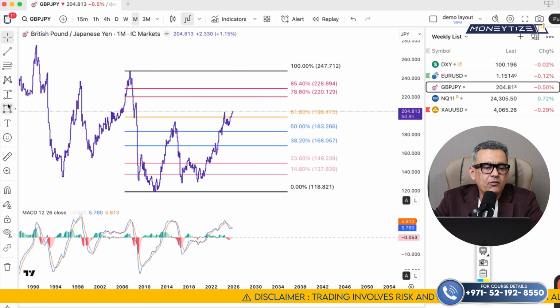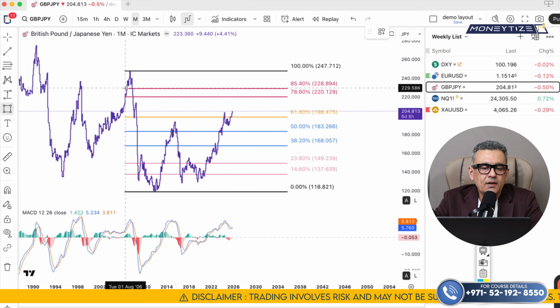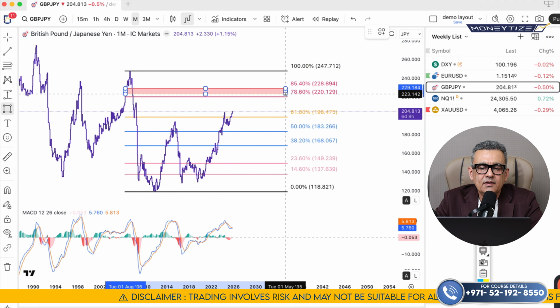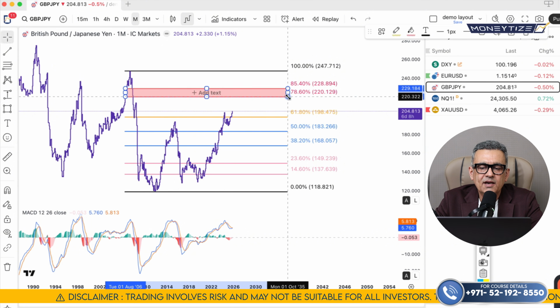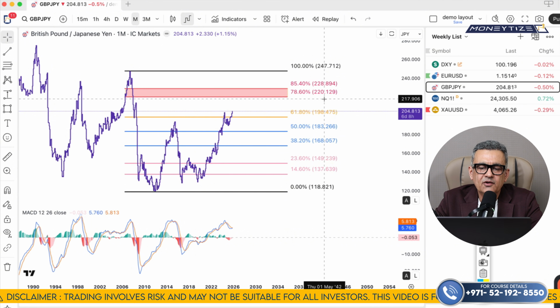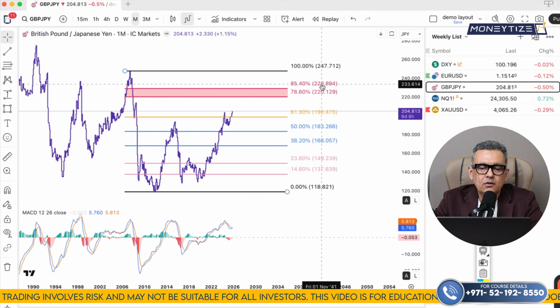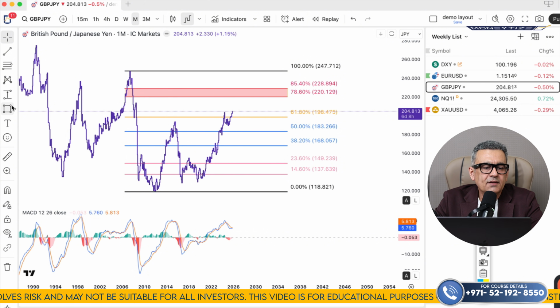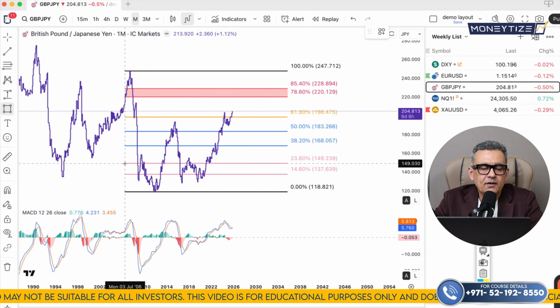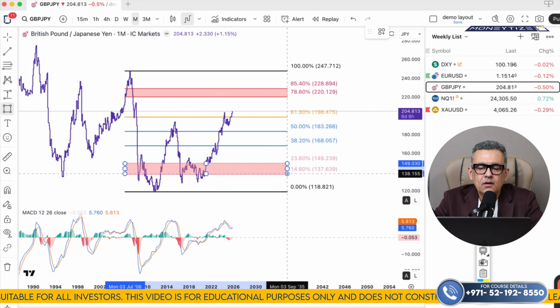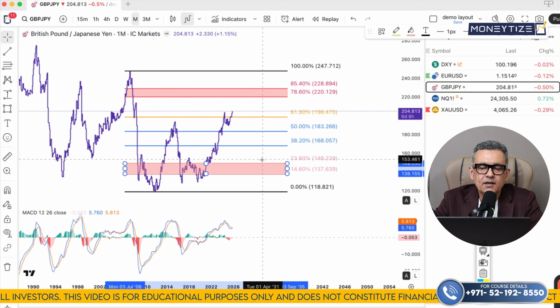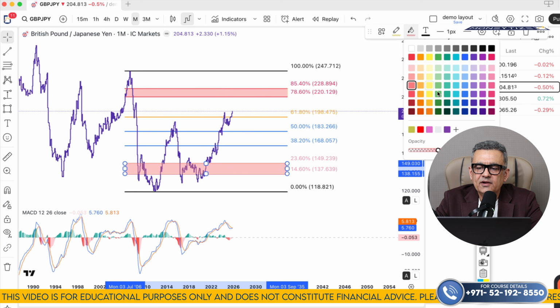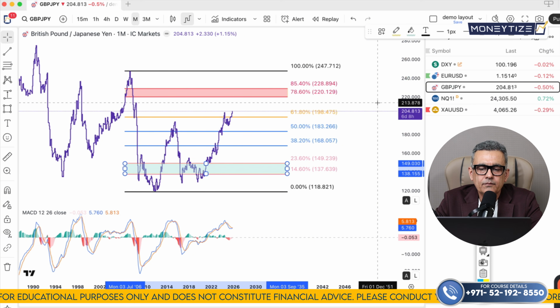Now based on fib retracement levels on the monthly frame, our long-term resistance is in between 78 to 85. In terms of price level, it is between 220 to 228. And the long-term support is in between 137 to 149 in terms of price level. Let's change the support to green here.